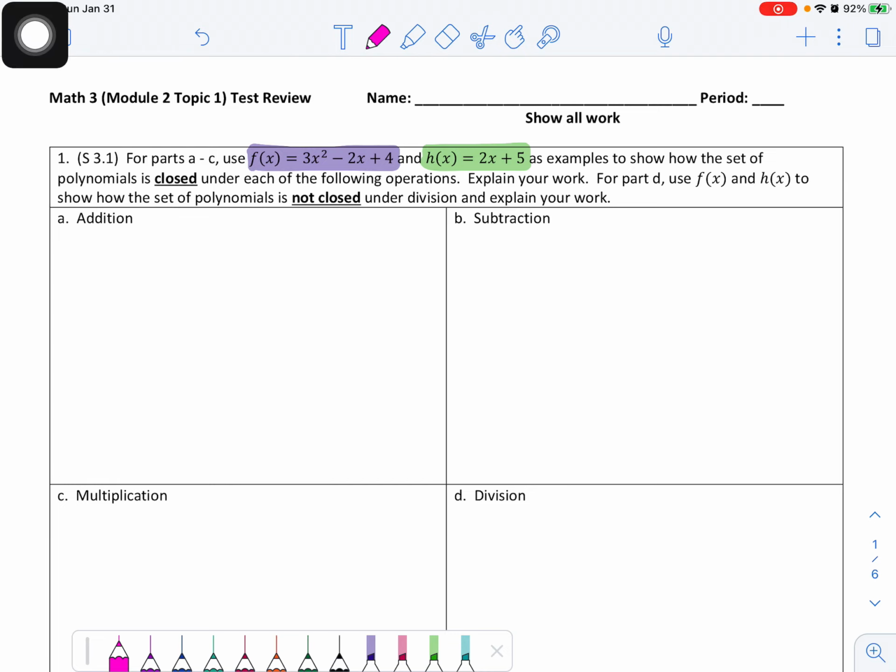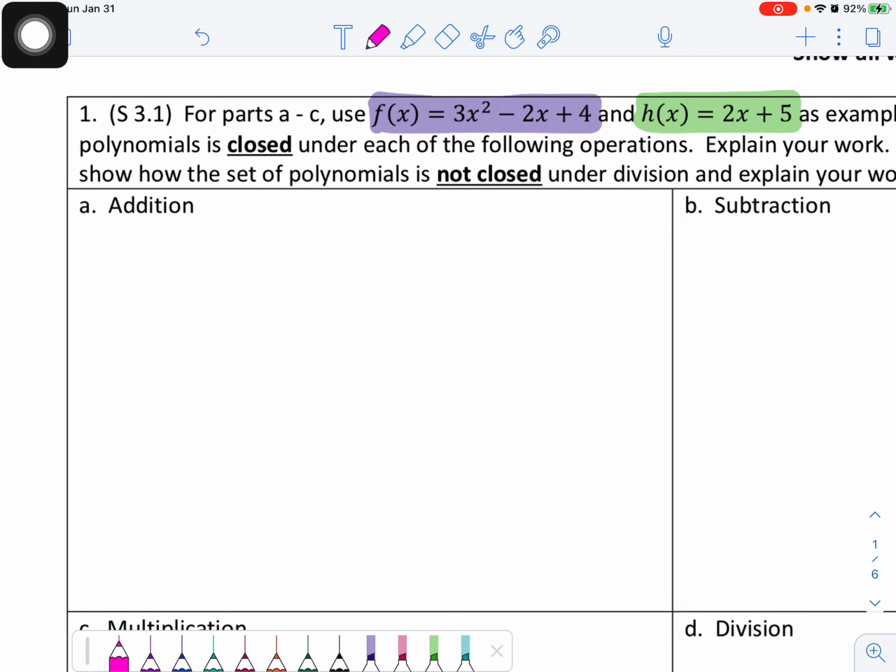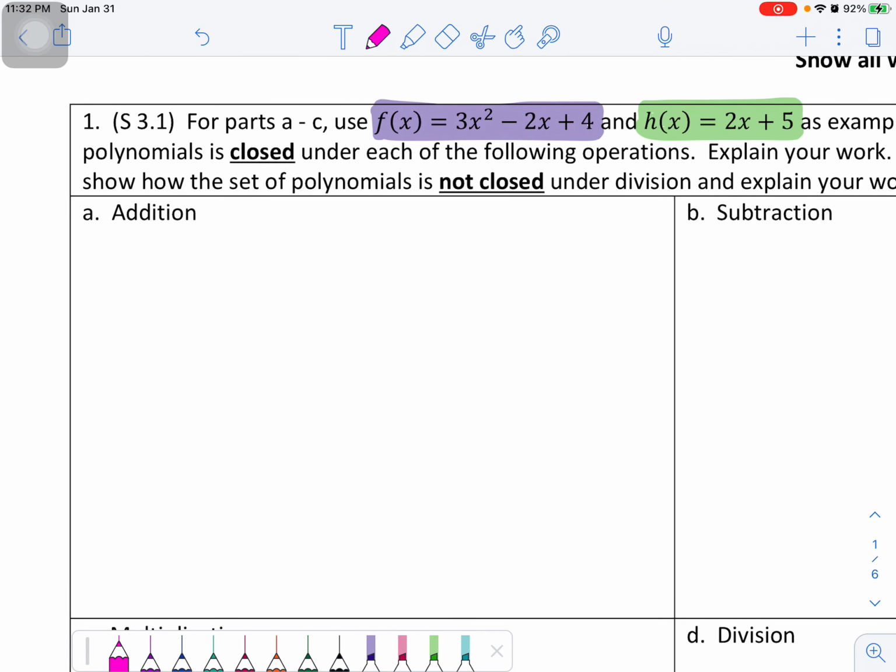So first thing I'm going to do with part A, the addition piece, is add f of x and h of x. So f of x is our nice little polynomial here. It's got 3 terms to it. And I'm going to add h of x, which is a 2-term polynomial. Remember, with polynomials, when you're adding or subtracting, you just want to look to combine like terms.